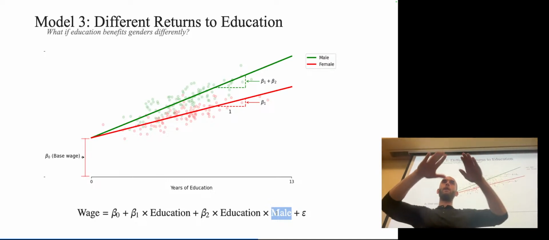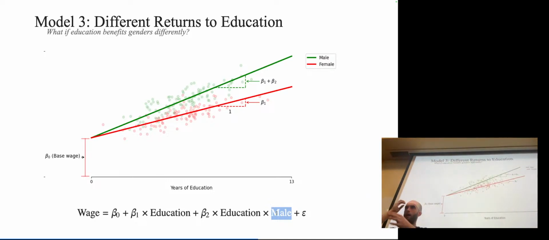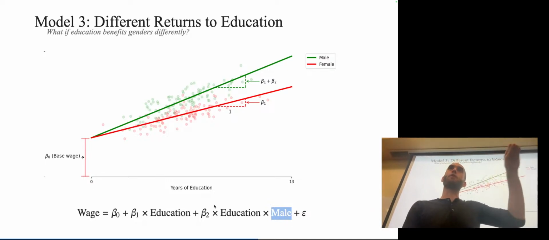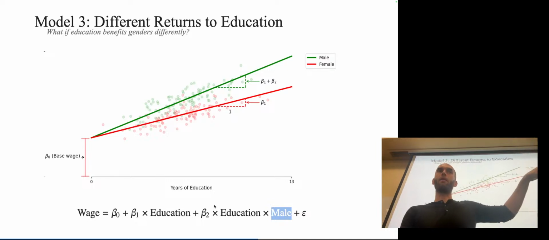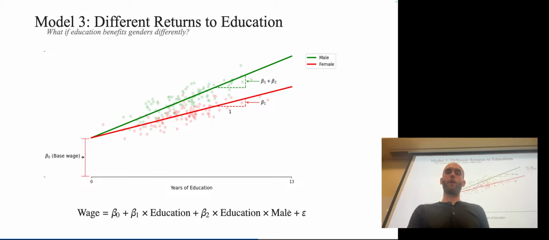So like we did with just the binary indicator variable on its own, we can include an additional piece for those coded as 1. So here, this beta 2 is capturing the additional returns to education for being male. So we have what we call an interaction effect, education times male. So someone state the null hypothesis here.